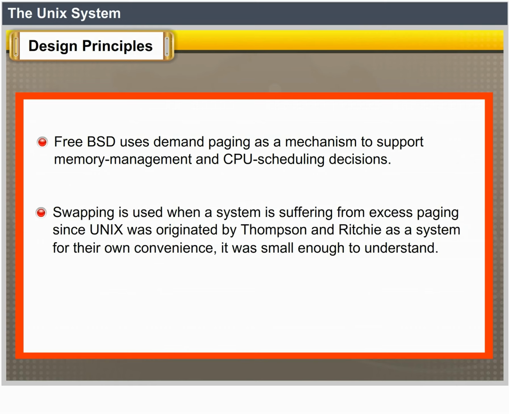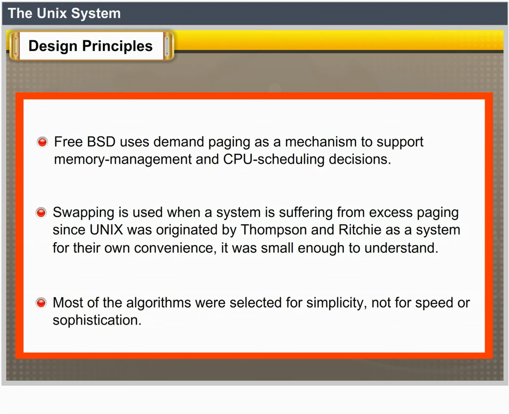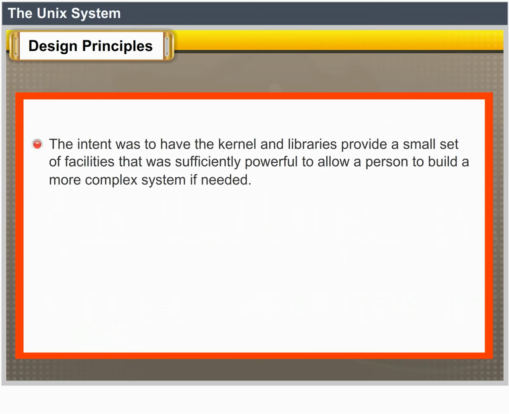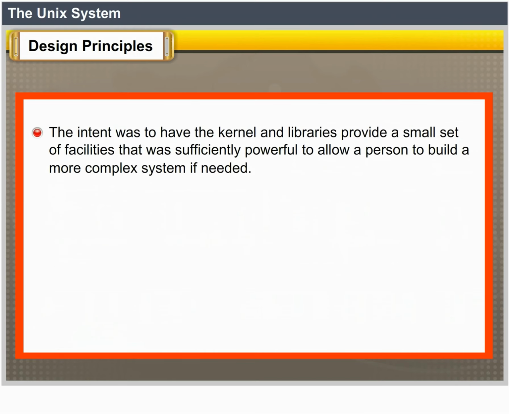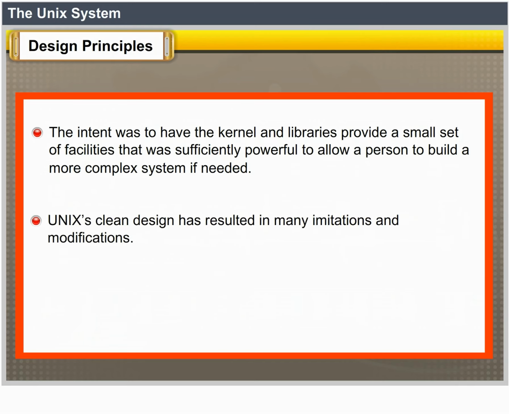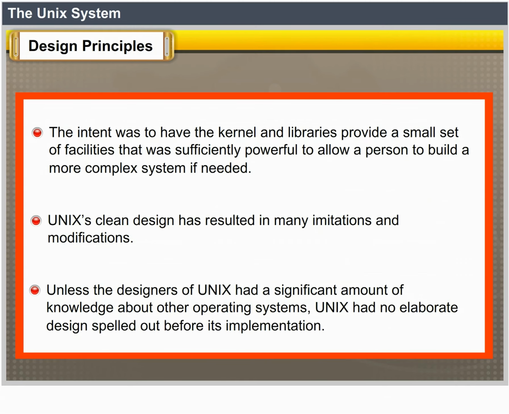Most of the algorithms were selected for simplicity, not for speed or sophistication. The intent was to have the kernel and libraries provide a small set of facilities that was sufficiently powerful to allow a person to build a more complex system if needed. Unix's clean design has resulted in many imitations and modifications. Although the designers of Unix had a significant amount of knowledge about other operating systems, Unix had no elaborate design spelled out before its implementation.